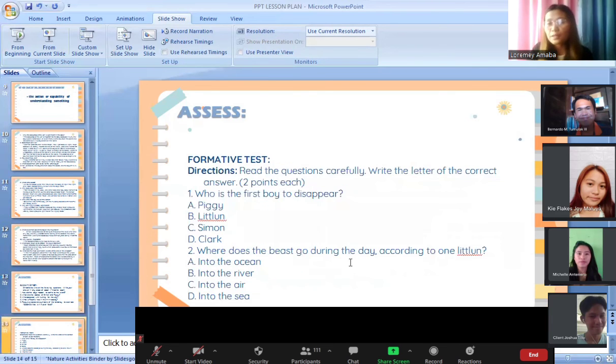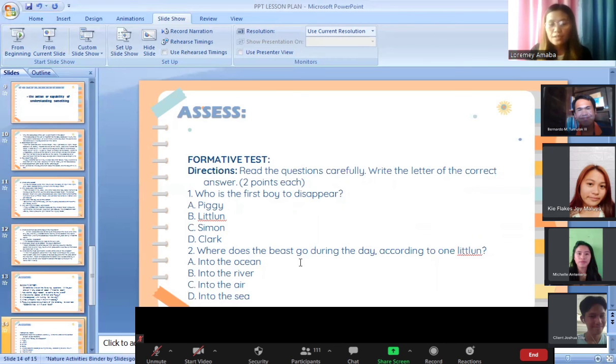For your formative test, class, read the questions carefully and write the letter of the correct answer. I prepared five questions here, only five, and it's very easy because it's multiple choice. Each question has two points, all right? Number one question, who is the first boy to disappear? A. Piggy, B. Littlun, C. Simon, D. Clark. Okay, read it carefully.